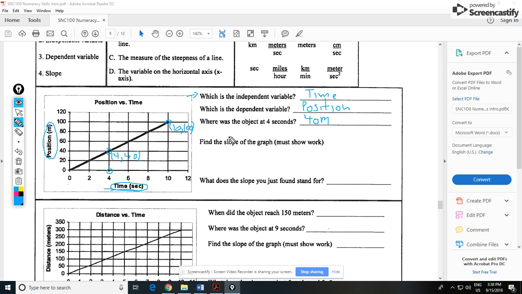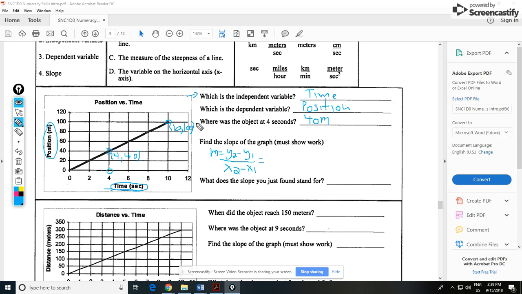And what we're going to do is use the slope formula, which is m, where m stands for slope, is equal to y2 minus y1 over x2 minus x1.